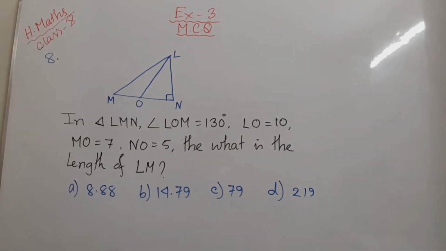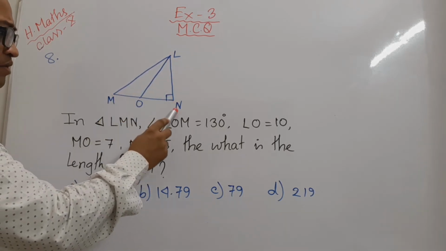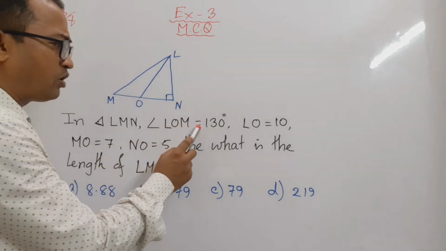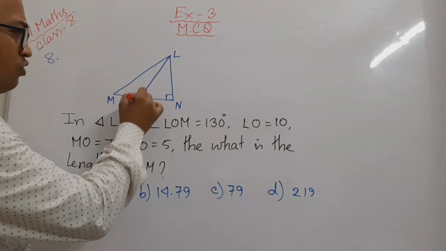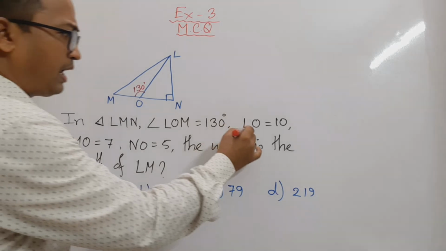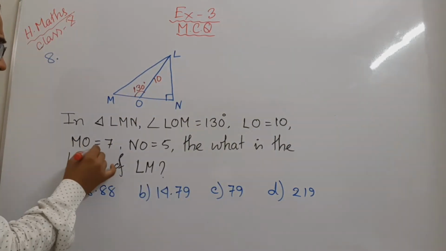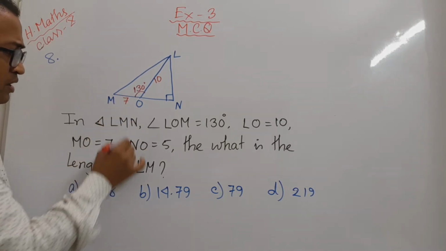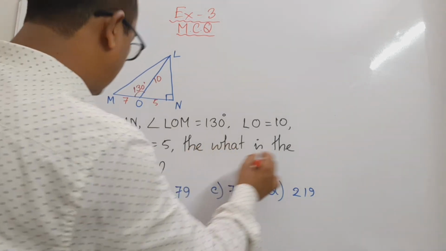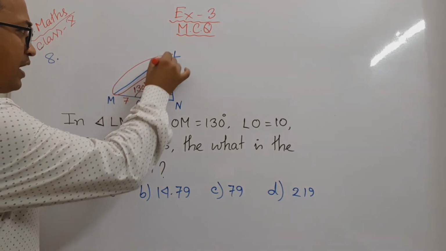Now question number 8. It is given a figure, a triangle LMN. In triangle LMN, angle LOM is 130 degree. LO is equal to 10. MO is equal to 7. And NO is equal to 5 unit. Then what is the length of LM? We will find out the length of LM.